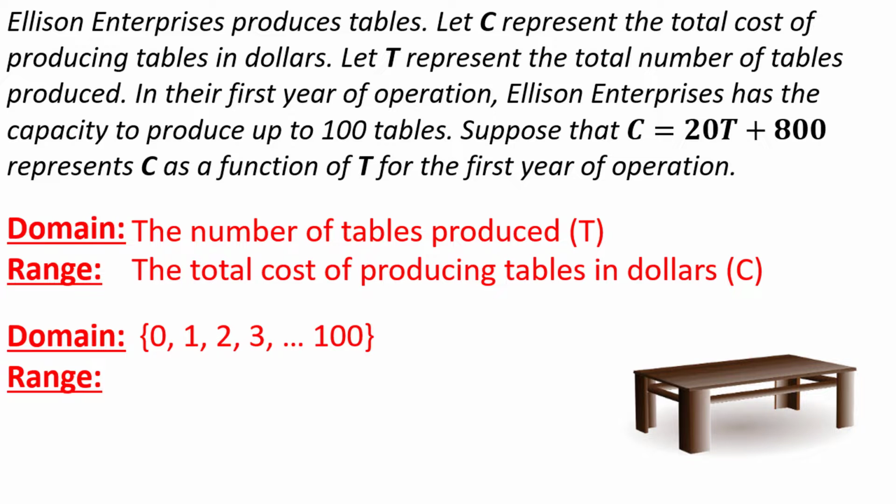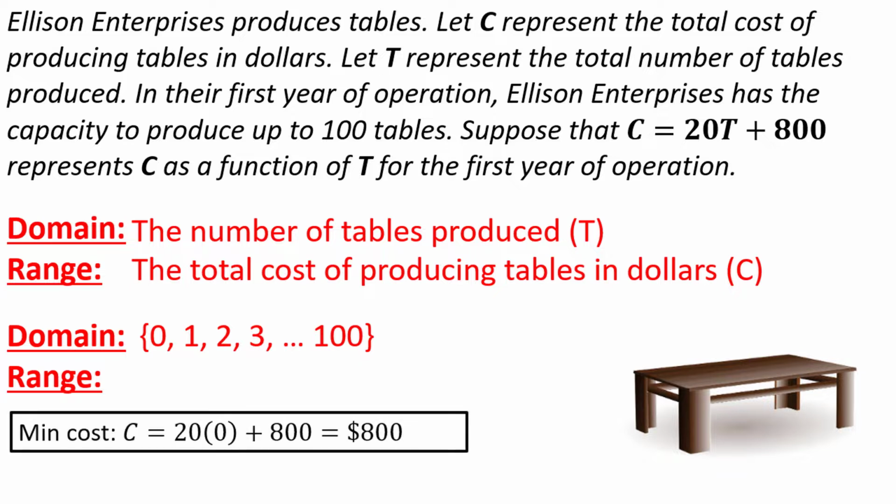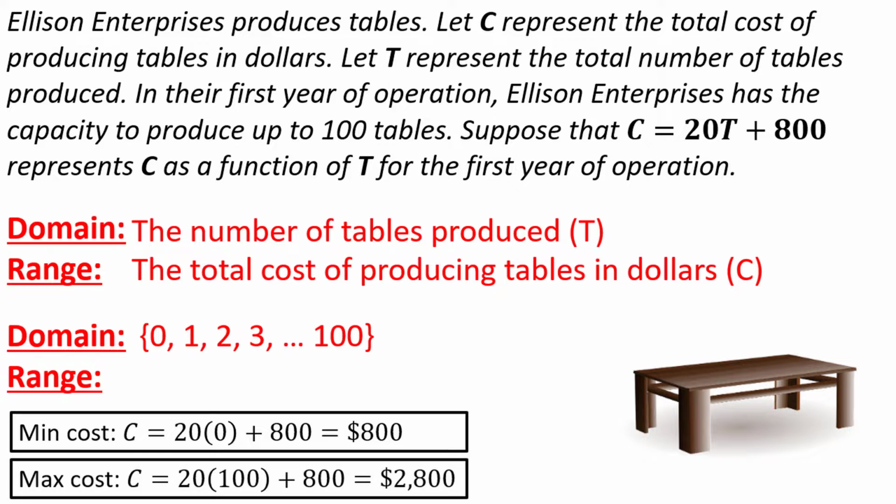The range is the total cost of producing tables in dollars. The smallest possible cost would be when 0 tables are produced. Then our T term in the function would disappear, and the total cost would be $800. The maximum cost would be if 100 tables were produced, in which case we would have 20 times 100 plus 800, which is equal to 2,000 plus 800, or $2,800. For each additional table produced, the cost increases by $20. So the range can be written as 800, 820, 840, ..., $2,800.